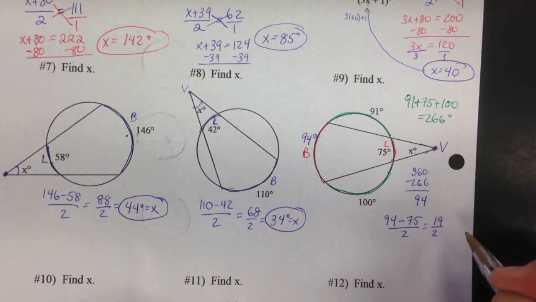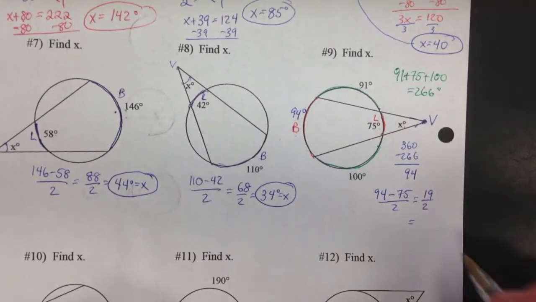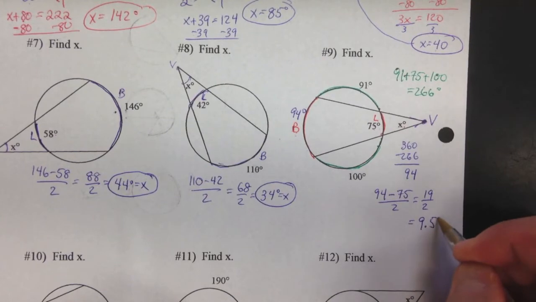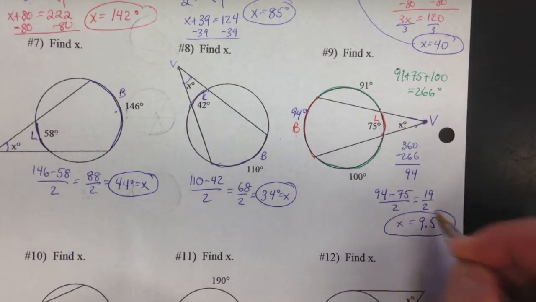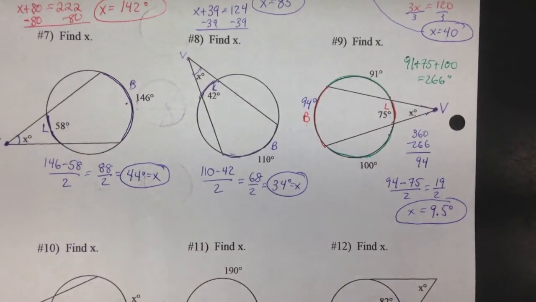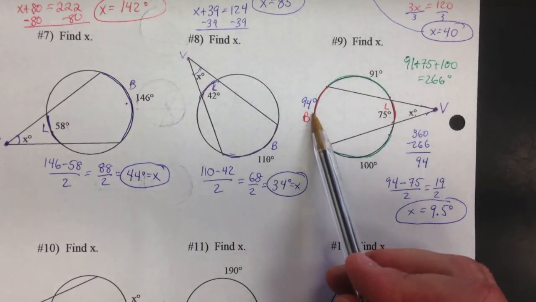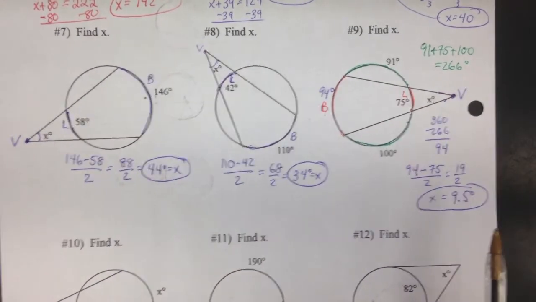Now that's 19 divided by 2, which is actually a decimal. It's 9.5 degrees. Yes, you can get decimals. That's okay. All right, so what happened there? You had to find that missing arc first, then you could do the equation.